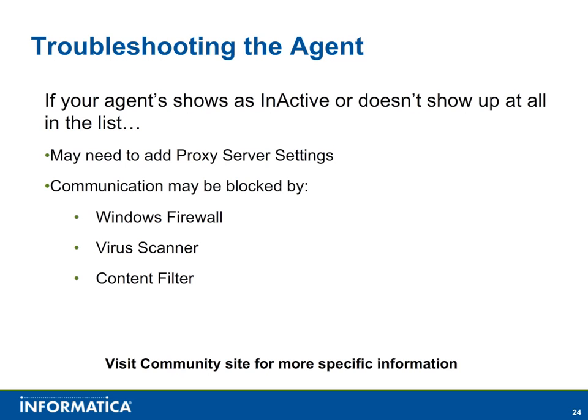If your agent installation completes successfully and you don't see the agent listed in the org, or if you see the agent in the list and the status shows as inactive, something is likely blocking the communication between the agent and Informatica Cloud. This can be caused by a number of things. First, if your company uses a proxy server, you may need to configure the agent to communicate through your proxy server. The agent's communication can also be blocked by aggressive Windows firewall, virus scanner, or content filtering applications. If possible, disable these applications, then check the status of the agent. You can also visit the Informatica Cloud community site for more information on this topic.